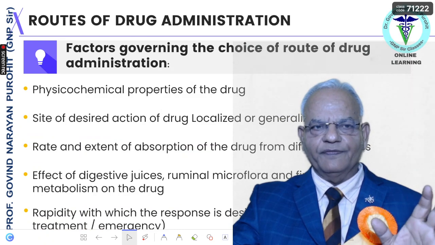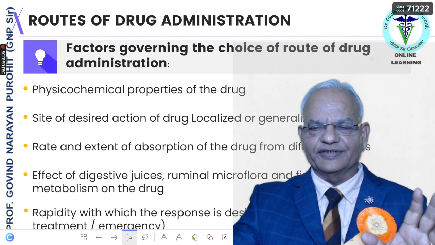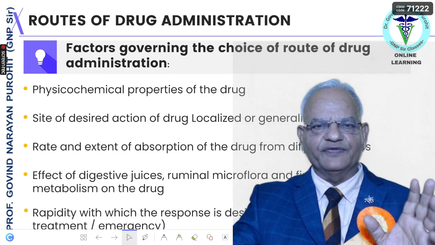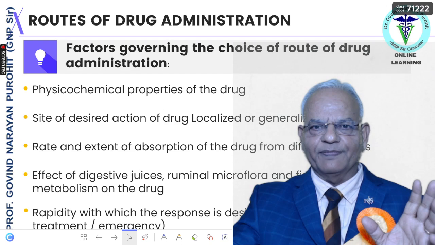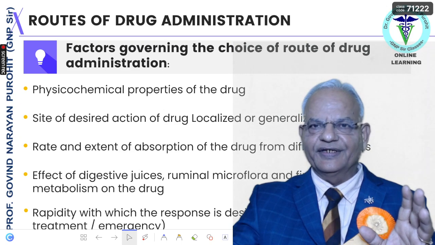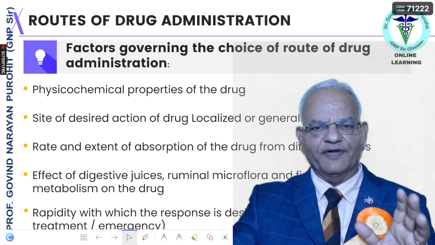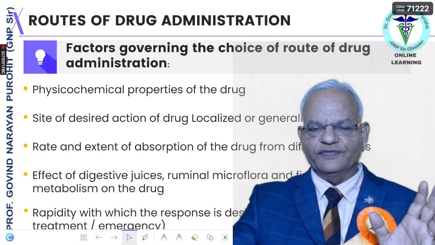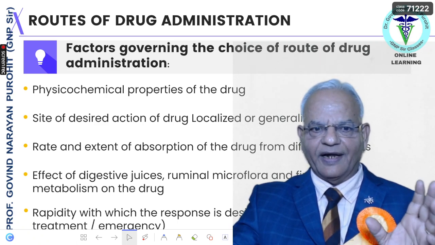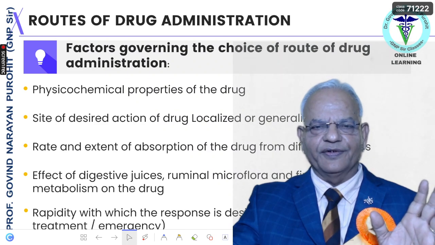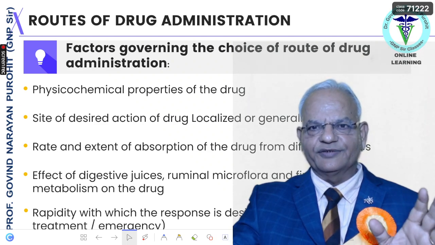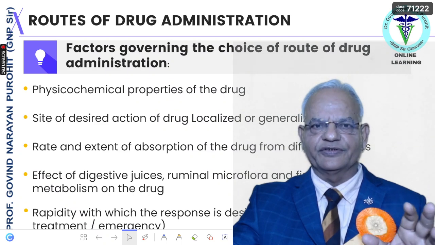Now, what will decide the route of drug administration? There are a number of factors which will govern the choice of the route of drug administration: the physical and chemical properties of the drug, the site of desired action, whether it is localized or generalized, the rate and extent of absorption of the drug from different routes, the effect of digestive juices, ruminal microflora, and first pass metabolism on the drug, and the rapidity with which the response is desired, whether you desire a quick response, a slower response, or a sustained response.